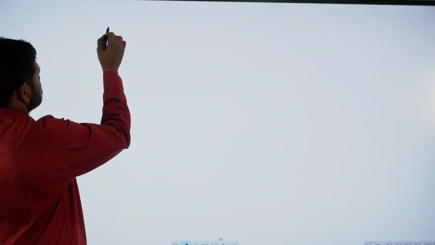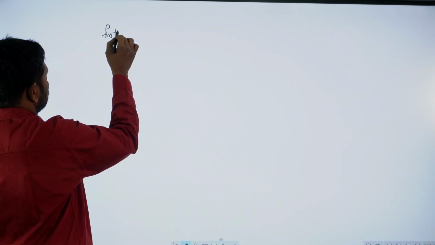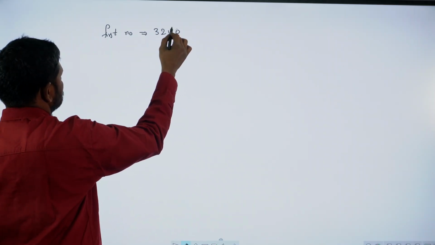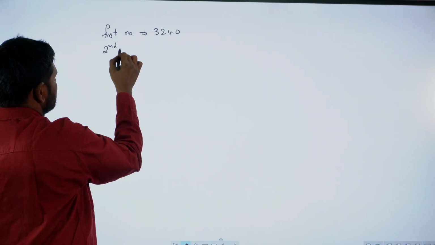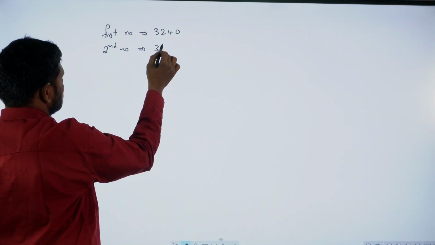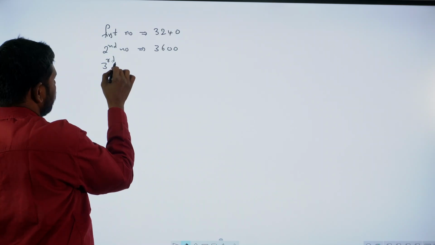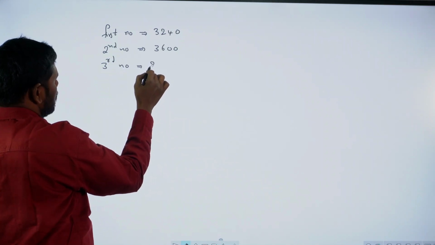Now, next, we will solve one problem, a very basic problem actually. Suppose the first number is given as 3240. The second number is given as 3600, and the third number we need to find out.